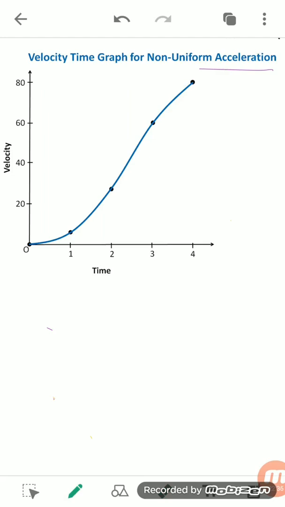So see here, when the speed of the body changes in an irregular manner, then the speed time graph of the body is represented by a curved line. If this is A, this graph indicates that the acceleration which is going on is a non-uniform acceleration.